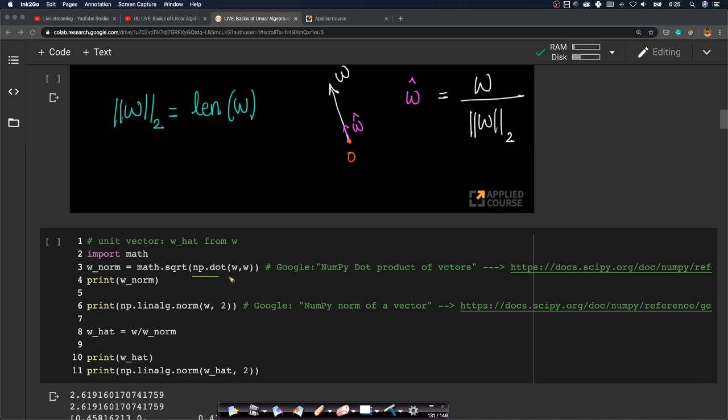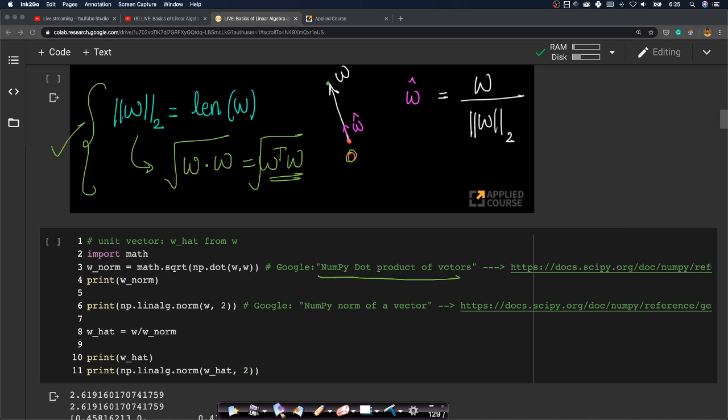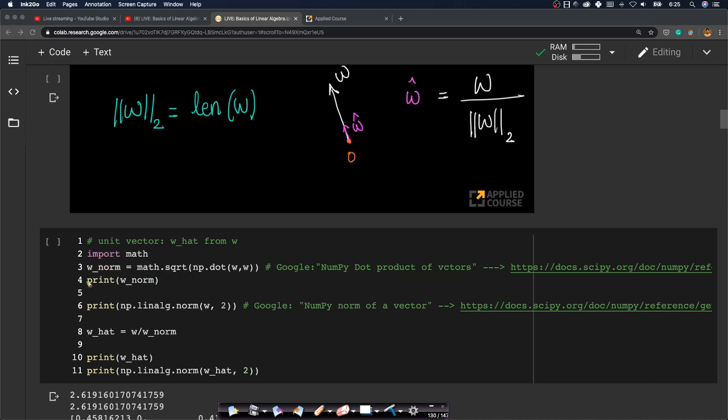So what am I getting here with this? I'm getting this part, W dot W or W transpose W. Now on top of that, I have to do square root. We know math dot square root. So if you print this, what I'm getting here is 2.6191 and so on. Cool. Now I have a question: is there some other function?